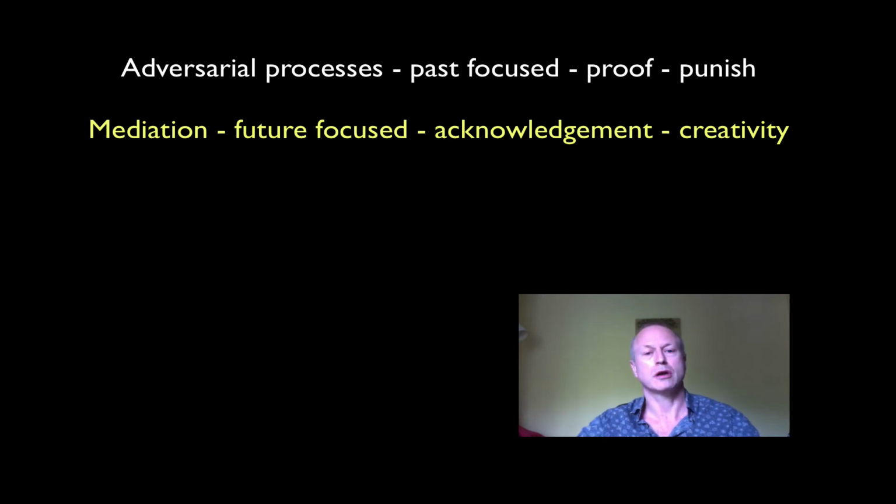So it's using the broken relationship and picking up the pieces and putting them back together to create a different relationship that does work in the future. So mediation is a future focused process, whereas adversarial processes are past focused. And the discussion about what's happened in the past serves a different purpose in mediation. It's not about proof or truth or lies. It's about, this didn't work, so what can we do differently in the future that does work?